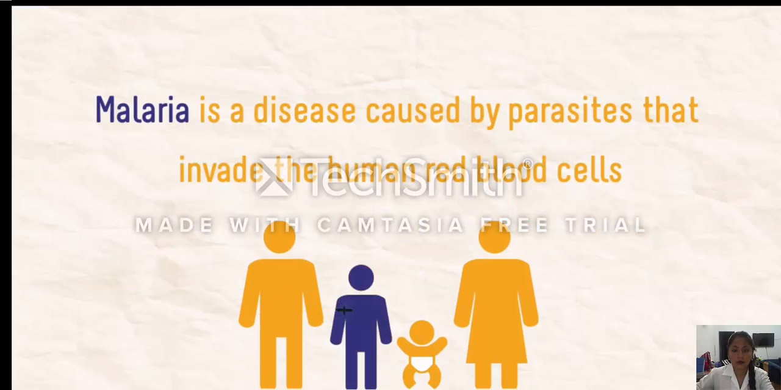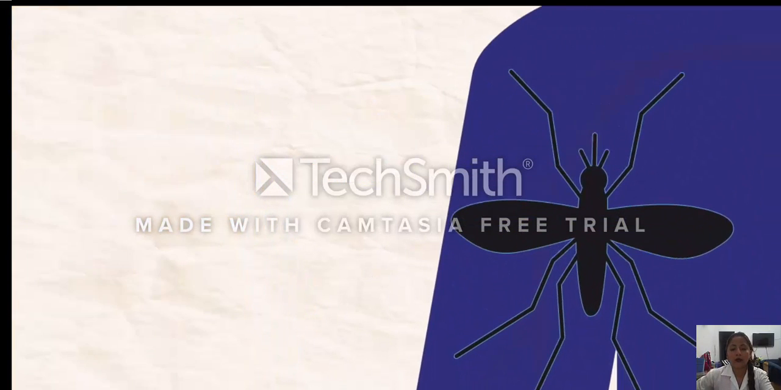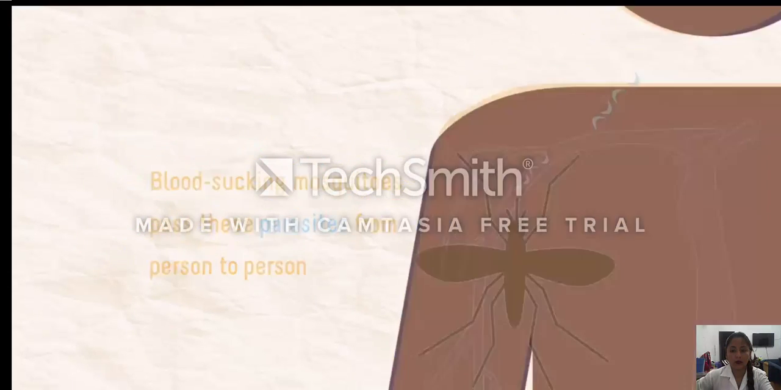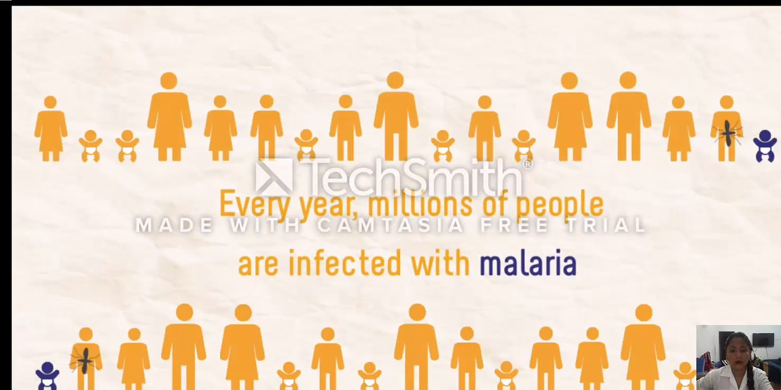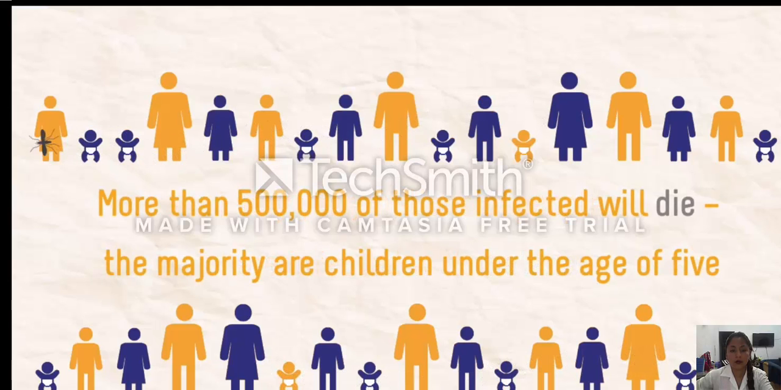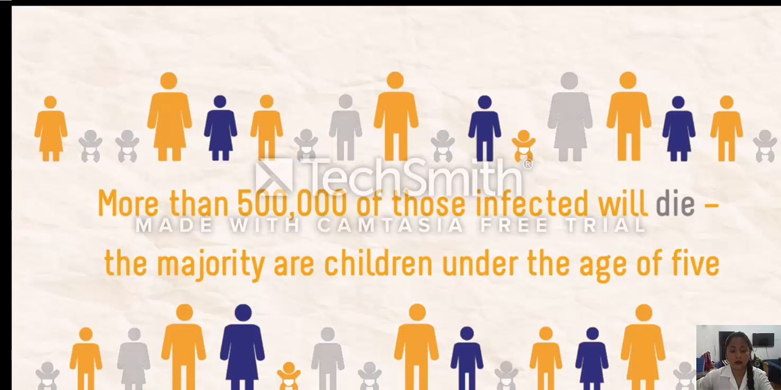Malaria is a disease caused by parasites that invade the human red blood cells. Blood-sucking mosquitoes pass these parasites from person to person. Every year, millions of people are infected with malaria. More than 500,000 of those infected will die, the majority of them children under the age of 5.